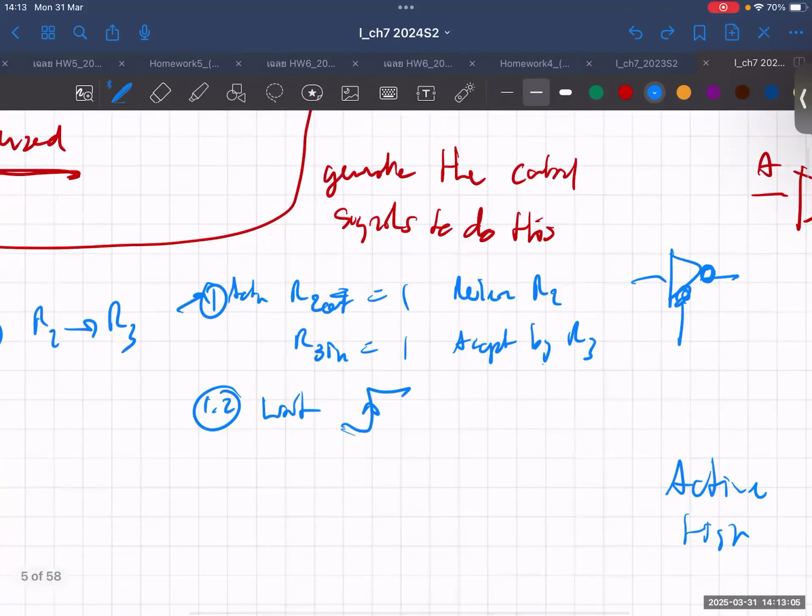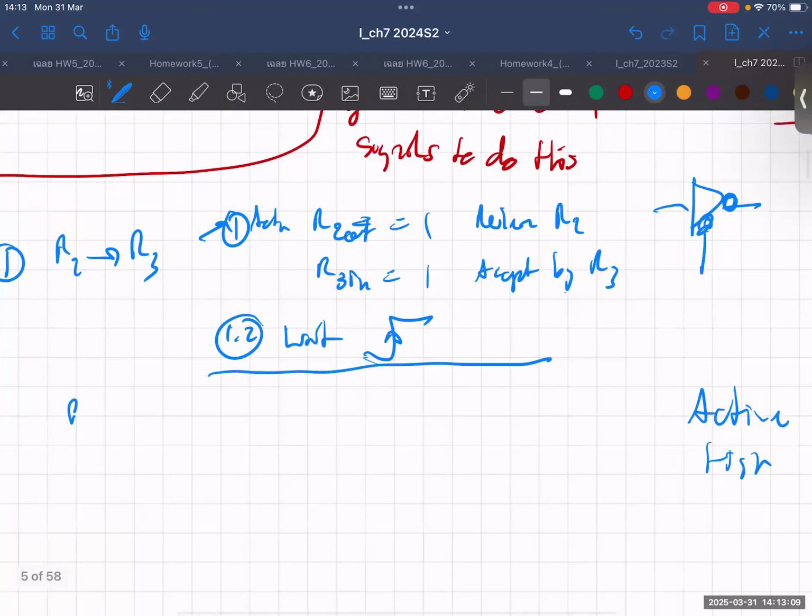And that's the first step, okay? And then the second step is R1 to R2, right? And then we're going to repeat: R1 out equal 1, and R2 in equal 1, okay? And then wait for this.